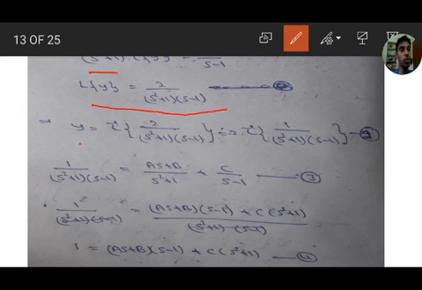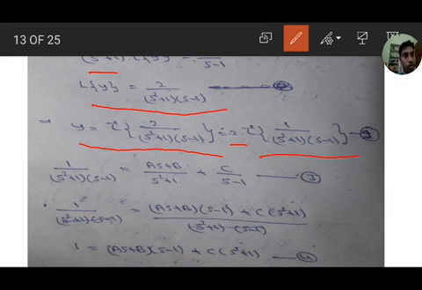So y equal to L inverse of 2 by s square plus 1 into s minus 1. That is, 2 is the coefficient outside, L inverse of 1 by s square plus 1 into s minus 1. So we have to find out the inverse Laplace transform of this function. I am using partial fractions here. Okay, partial fractions. This first factor is a quadratic factor, the second one is a linear factor.